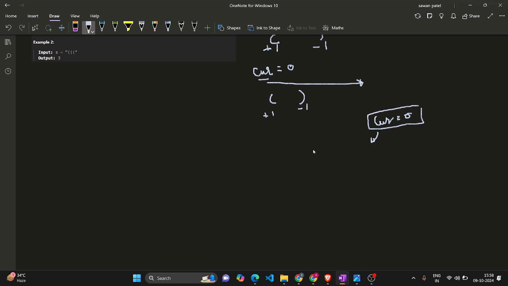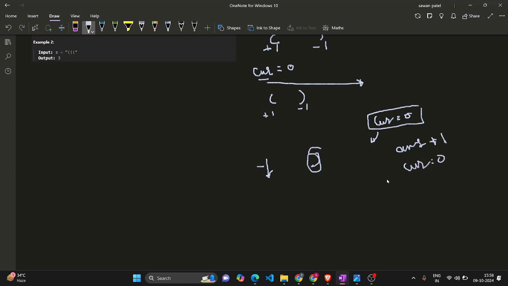But at any point, if we get current as negative, it means we have reached a point where we have paired up all the closing and opening, and now we have a closing first. So for that case, we need one open on the left of it. So we can increase our answer by 1, and reset our current back to 0, and we keep on doing this.